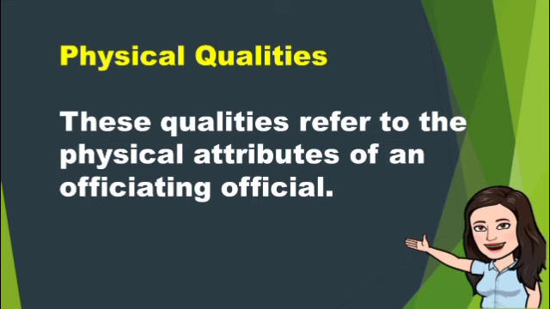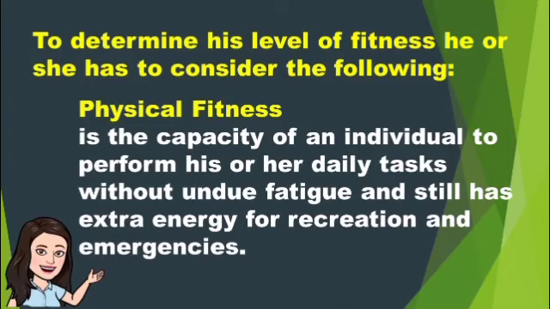Physical qualities. These qualities refer to the physical attributes of an officiating official. Since an officiating official needs to catch every detail of what the athletes or players do on court, he needs to have a high level of fitness to be able to perform his job. To determine his level of fitness, he or she has to consider the following. Physical fitness is the capacity of an individual to perform his or her daily tasks without undue fatigue and still have extra energy for recreation and emergencies.